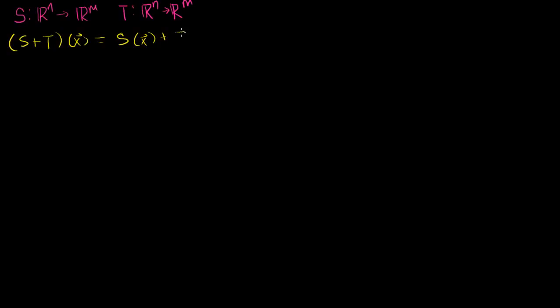T of x. And of course, the input is still from Rn, and then each of these are vectors in Rm. If we add two vectors in Rm to each other, we get another vector in Rm, because Rm is a valid subspace. It's also closed under addition. So this is still a mapping. So S plus T is still a mapping from Rn to Rm.